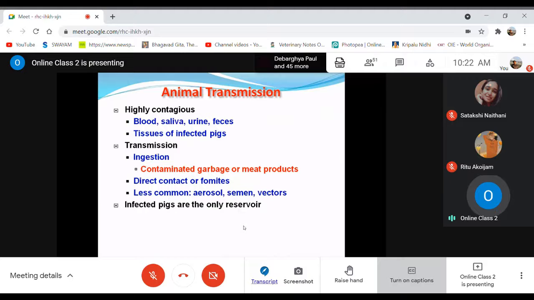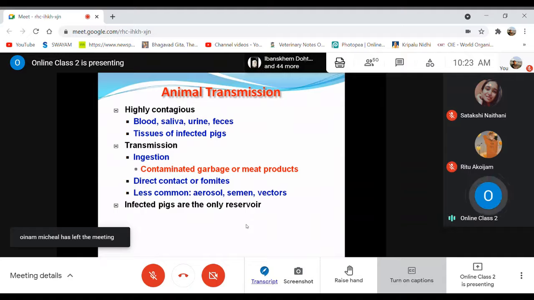So transmission may be through ingestion of contaminated garbage and meat products, or direct contact with fomites, or less commonly, of course, through aerosols, sometimes through semen of the breeding boar, for example, if you are using a breeding boar which is an infected one. So the semen collected from that breeding boar can remain an infected source. Then, when it is inseminated, or the boar is utilized for natural service, mating, it may transmit the disease. Or sometimes there may be involvement of vectors, but this is not that important.